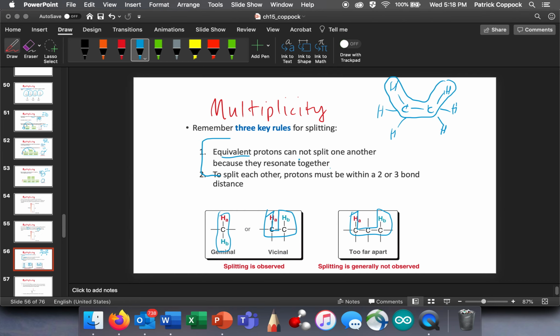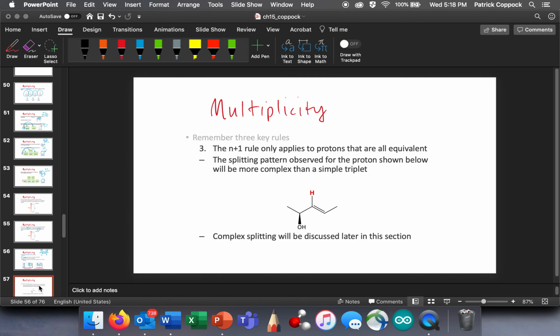Okay, so the first rule is equivalent protons don't split. The next one is they've got to be within 2 or 3 bonds in order to split. If it's 4 bonds away, it's not going to split anymore. And finally, the N+1 rule only applies to protons that are all equivalent.